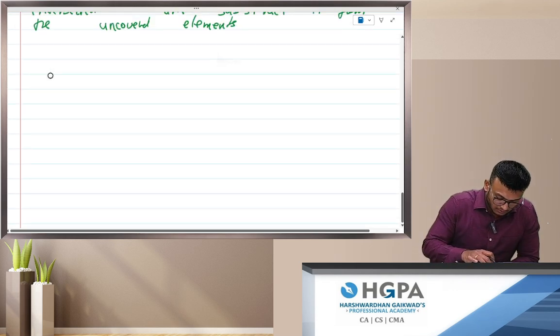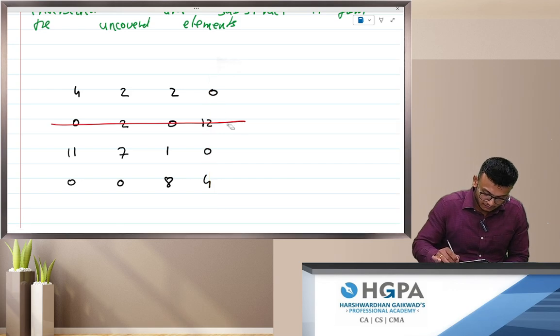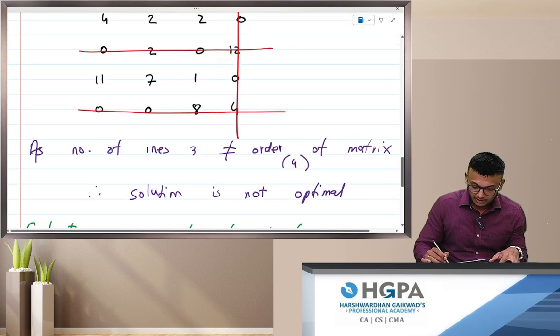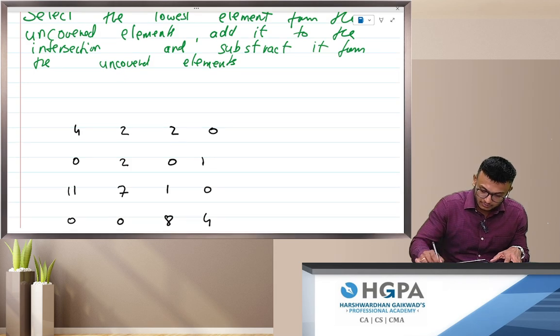Now we need to make the solution optimal. So how will you do it? Just forget this now. Okay, now pay attention. We need to add it where? In the intersection. So 12 will become what? This is going to become 13.